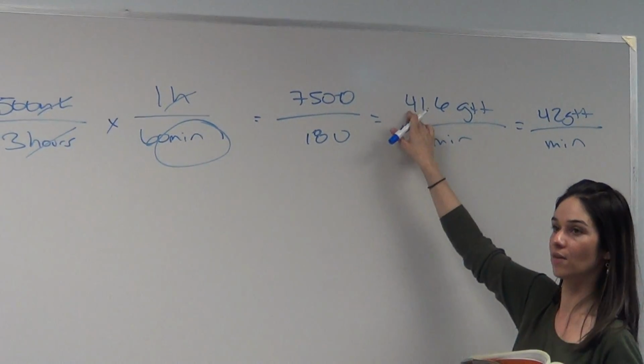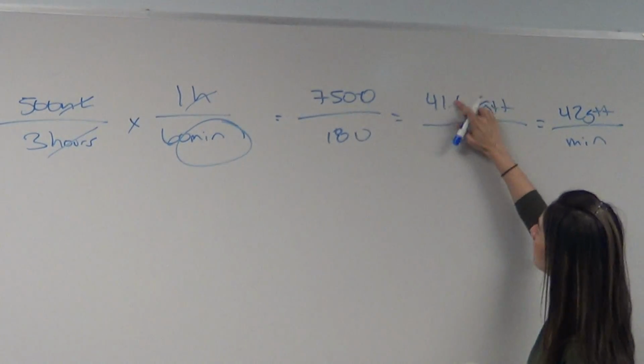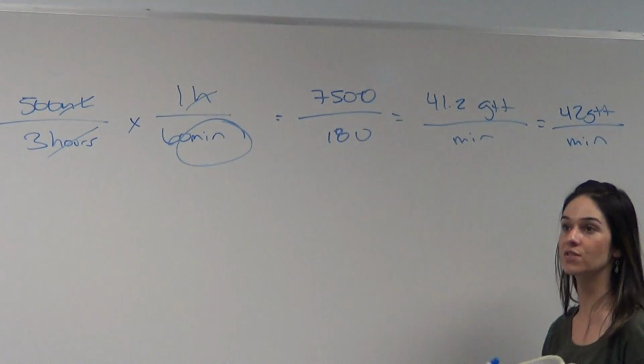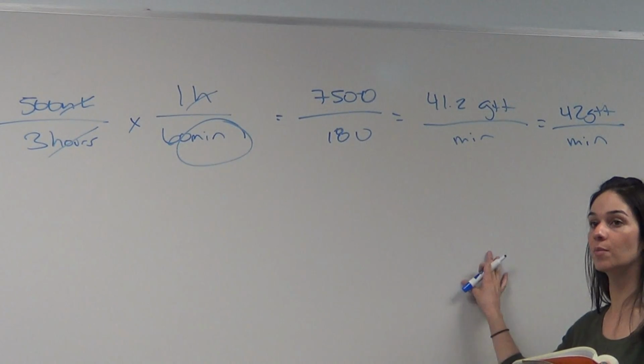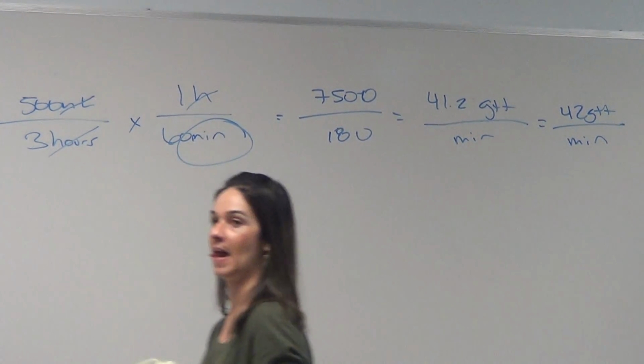If we put 41, will we get it wrong? Yes. If it had said 41.2, how many drops per minute? 41. 41, okay? You still use your normal rounding rules. How do we feel about that?